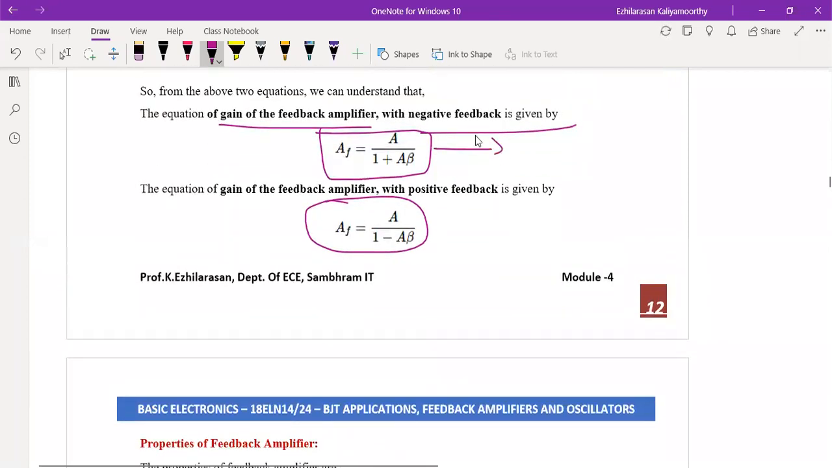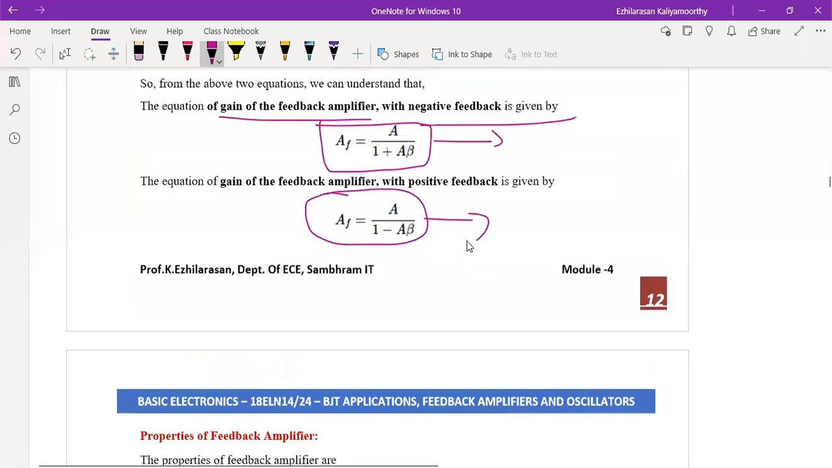Correct? So this is for negative feedback. This is for positive feedback amplifier: A by 1 minus A beta. So very, very important. Don't think that the 1 plus indicates negative feedback only. The 1 minus indicates a positive feedback amplifier.